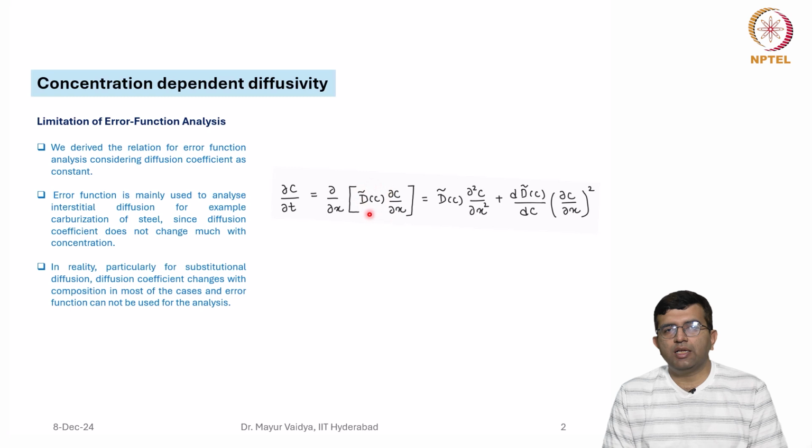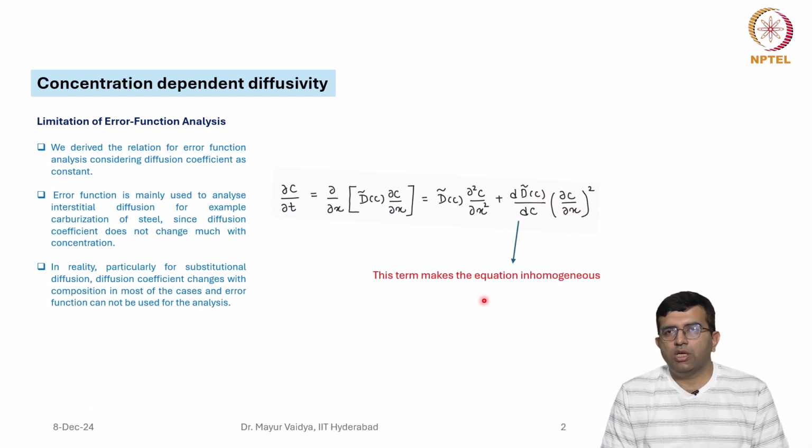Now, if I can't take this D tilde out because it depends on concentration, then I have to apply the product rule, and therefore I have to write D tilde ∂²C/∂x² plus dD tilde/dC into (∂C/∂x) whole squared. This particular term is what makes this equation inhomogeneous, and there is no easy way to solve it. So, what do we do now?